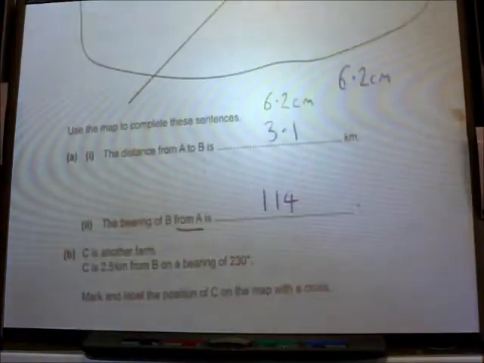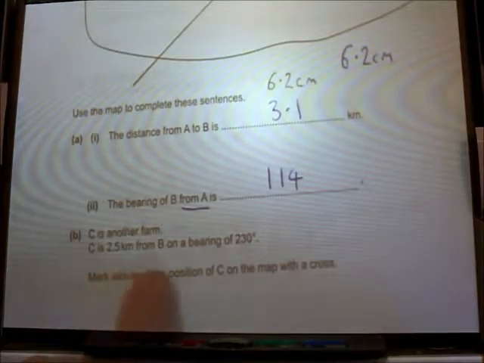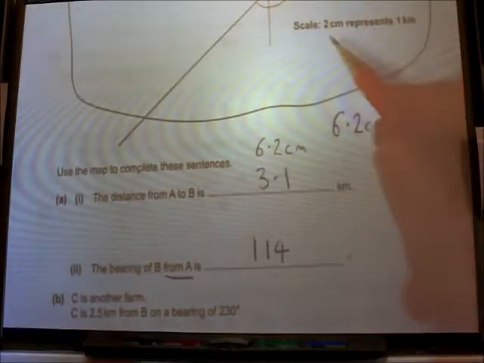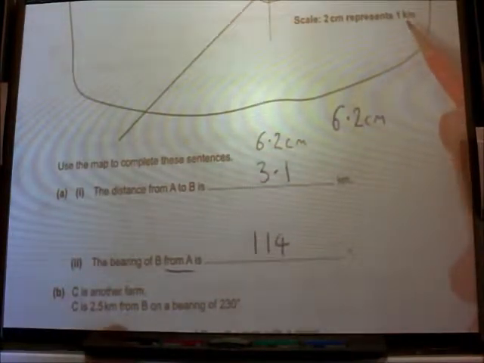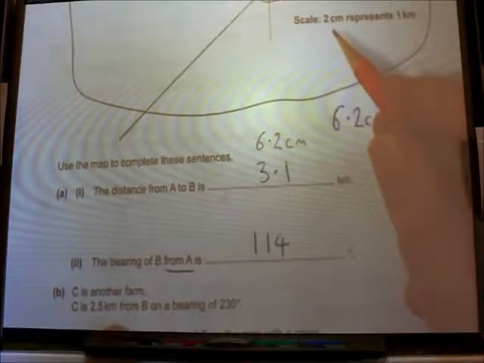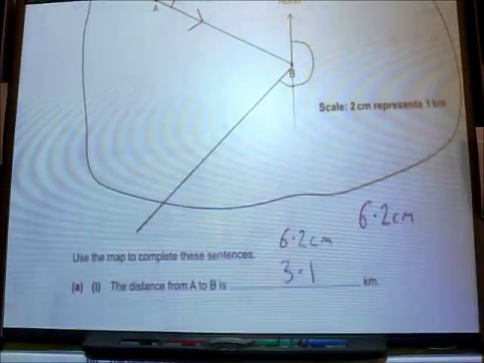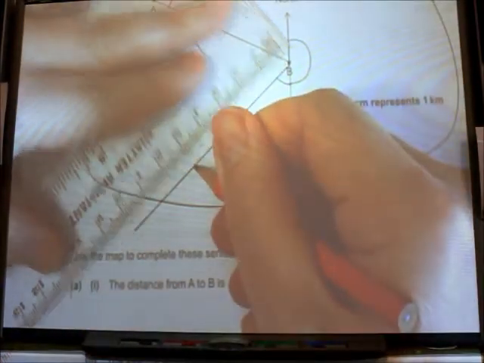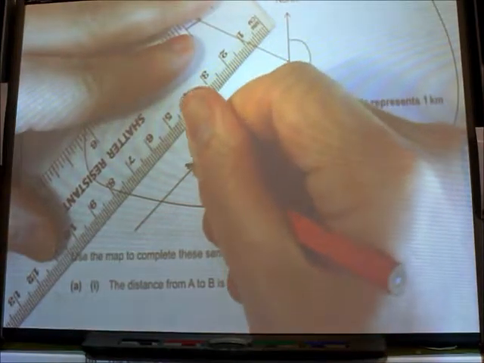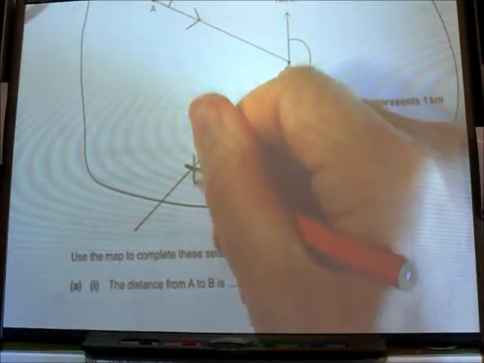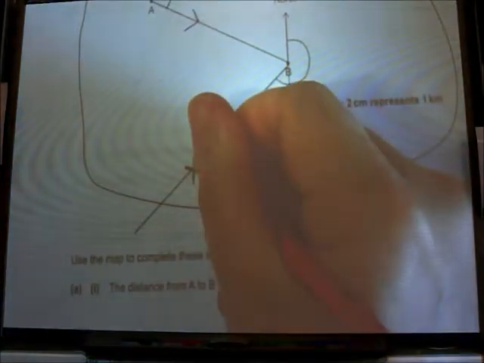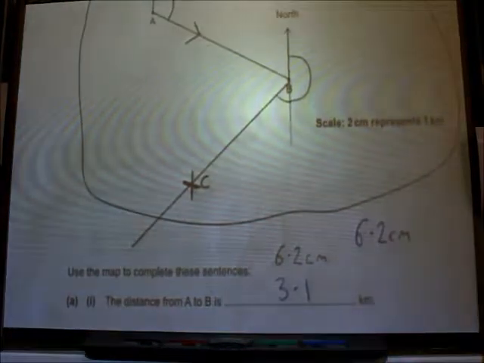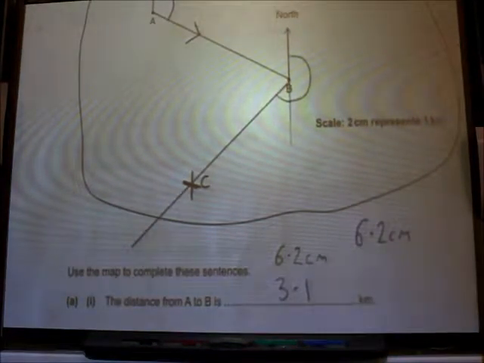Now it says it's 2.5 kilometres away from B. So look at the scale. 1 kilometre is 2 centimetres. So 2.5 of those, we need to times that by 2.5 as well. So that will be 5 centimetres. So you get your ruler, and you just measure 5 centimetres down this line, which is there, and you do a lovely cross like that, and you need to label that as C, because it says mark and label. So that is how you get your marks for that one. 5 marks on bearings, quite nice. You should be getting those.